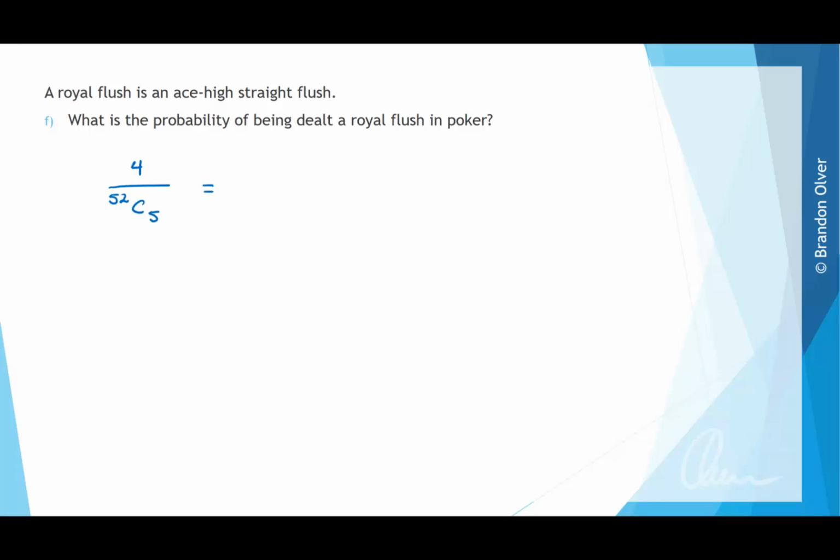Now if we evaluate that, that is equal to 1 divided by 649,740. So the probability of being dealt a royal flush in poker is only one hand in about every 650,000 hands, which isn't a very big probability at all.